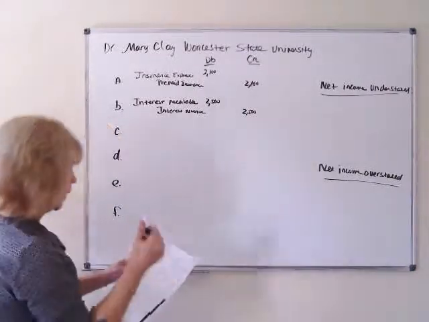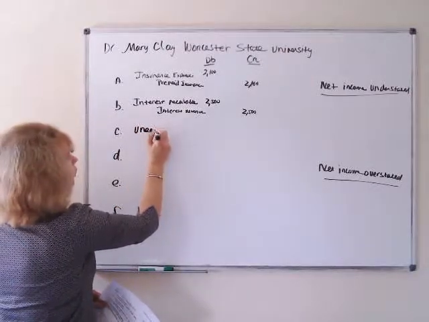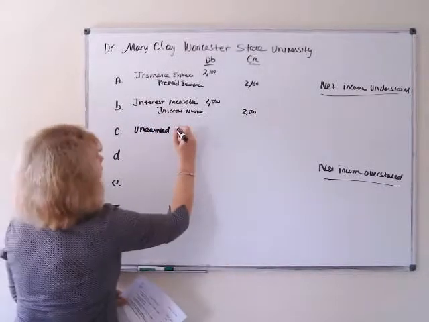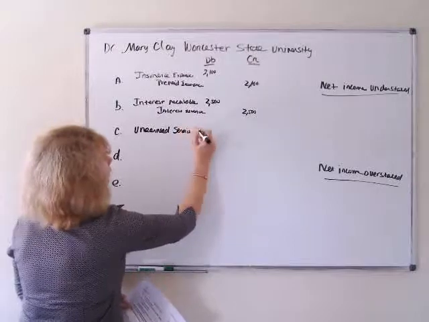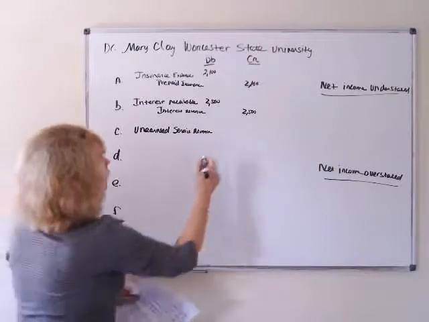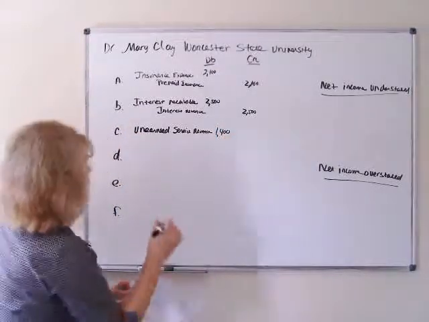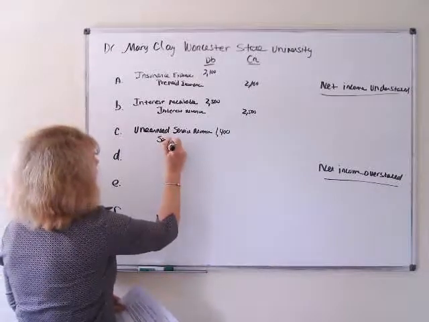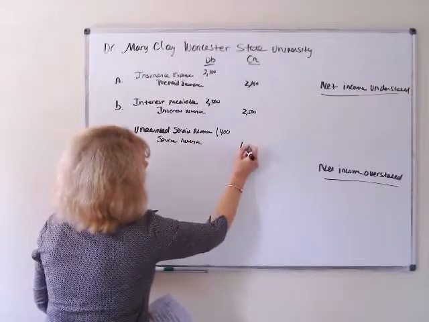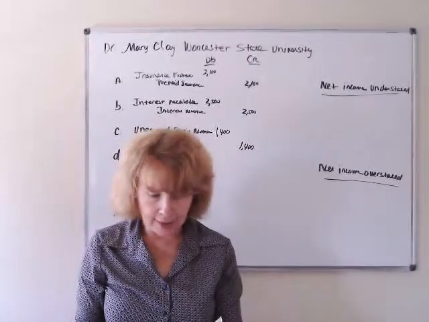All right, so now we're going to debit unearned revenue. When we're doing that, we're decreasing our liability. Unearned service revenue. Same thing, it's a liability. $1,400. And then we're going to credit service revenue, $1,400. Okay? All right, that is C. Then I go to D.